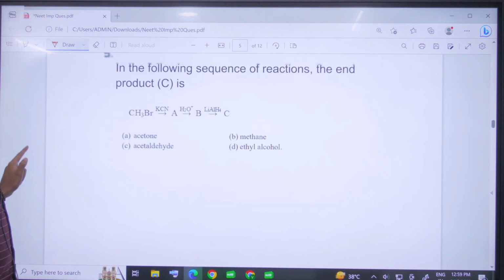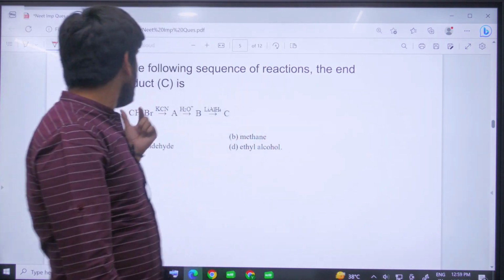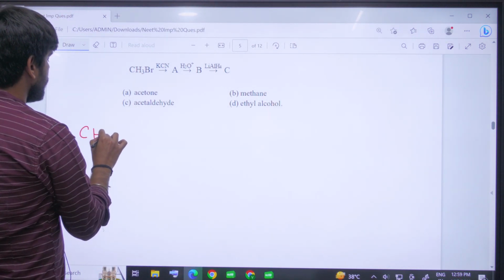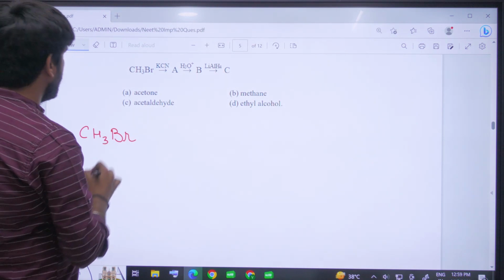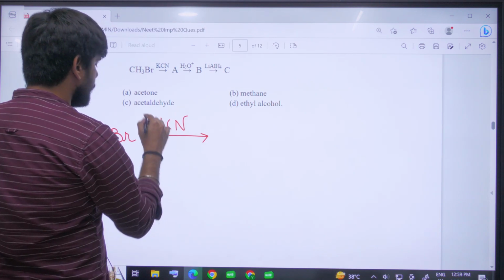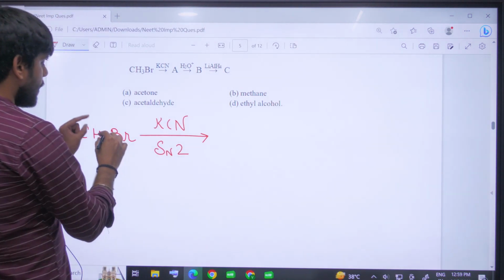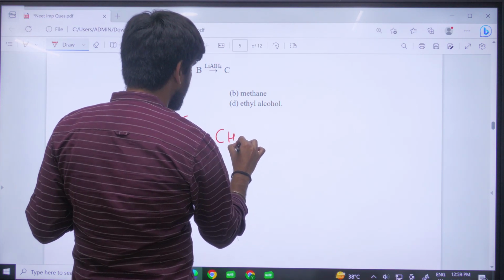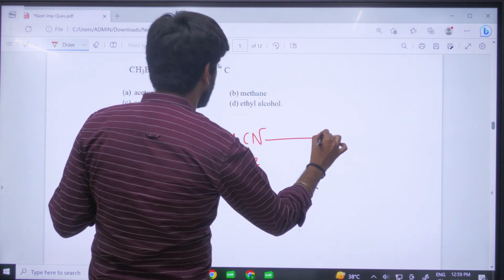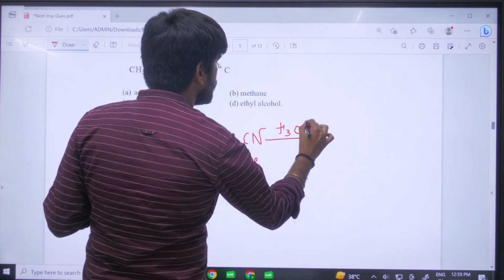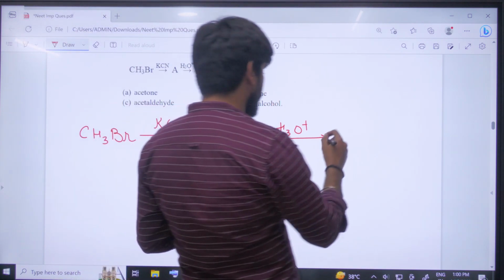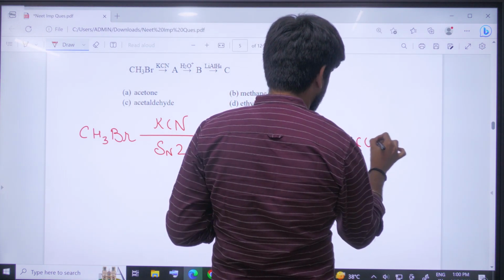Next question is, in the following sequence of reactions, the end product C is. Okay, so again we have a series of reactions. I start with methyl bromide. This on treatment with KCN. First is simple. This is your simple SN2 reaction, right? Br will be substituted by CN. I got nitrile. Now nitrile undergoing hydrolysis. So you know that I get acid from the hydrolysis of the nitrile. So I end up getting acetic acid.